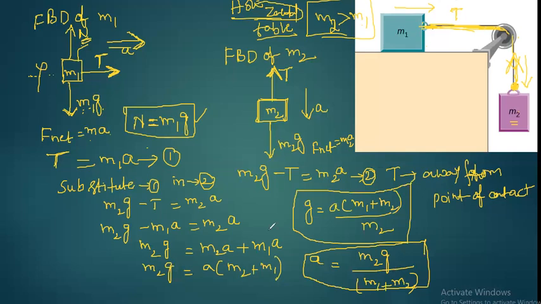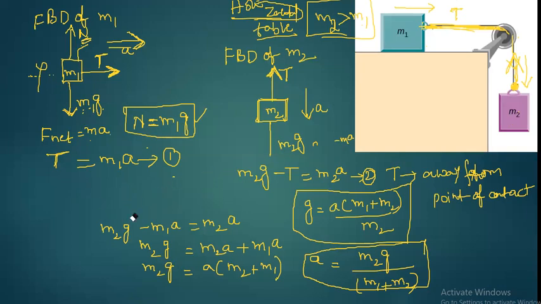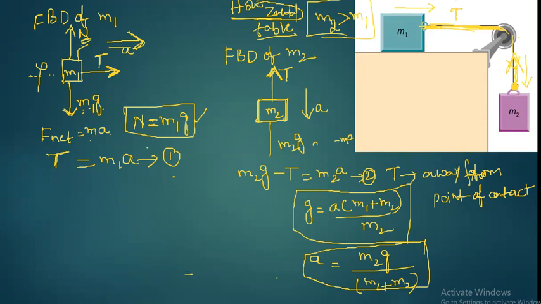Got it? Now we have to calculate T also, no? We have to calculate T because we got the value of A. Can we substitute this? Yes. Let us substitute here itself that value of A. We are calculating T.